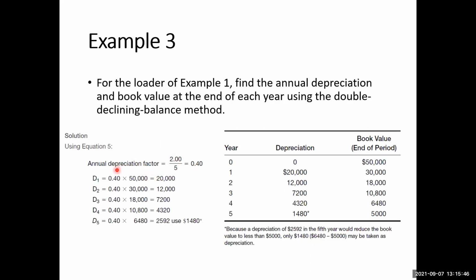$50,000 multiplied by 0.4 will be $20,000. For the next year, we will not use this $50,000. We will use the book value. So 50,000 minus 20,000, we will use $30,000. And then that $30,000 will be multiplied by this 0.4.